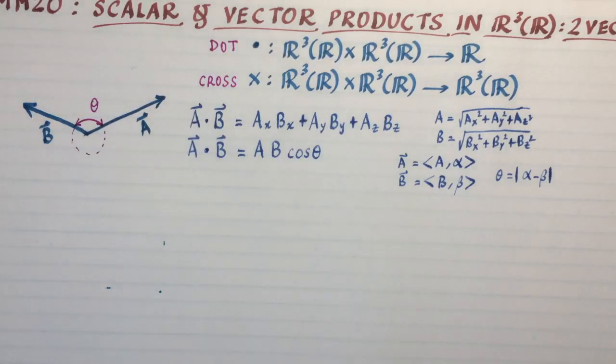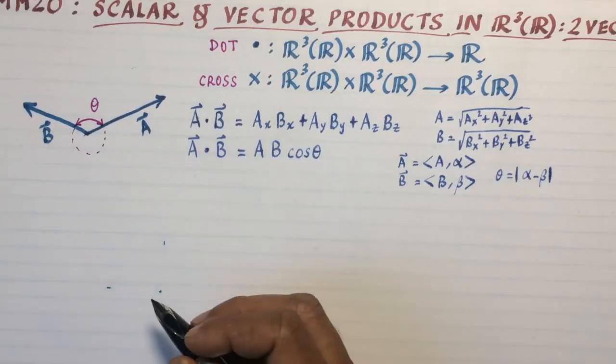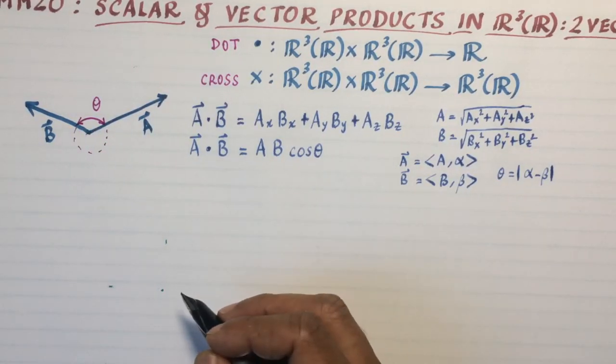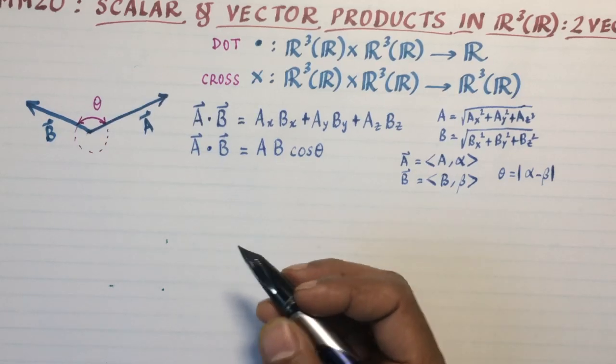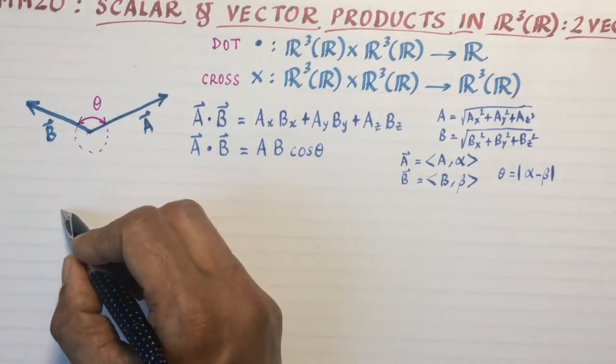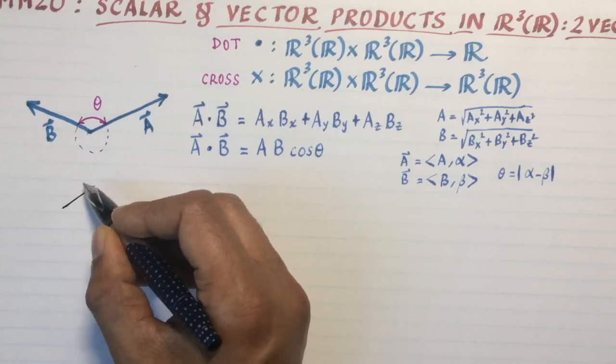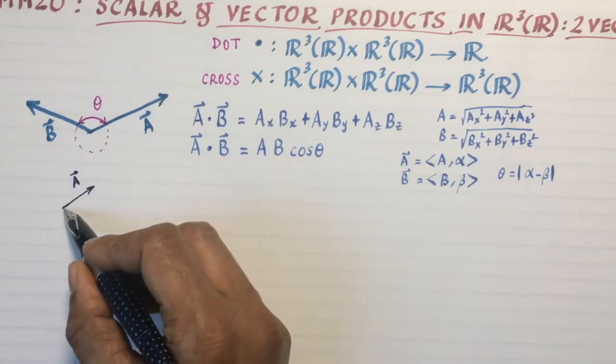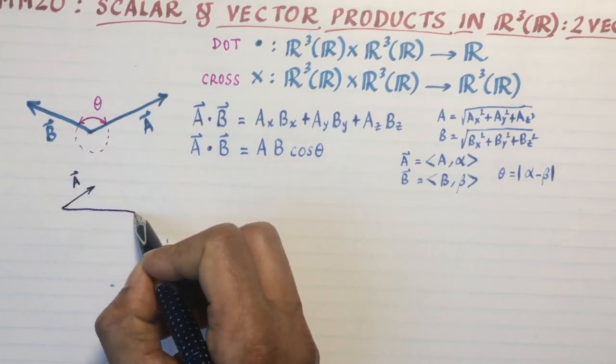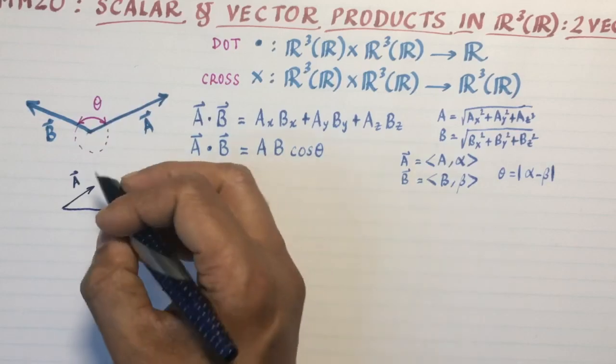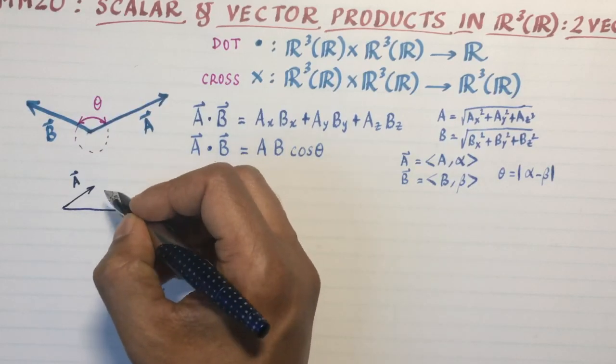What are some of the properties of the scalar product? First of all, what is a good geometric way of thinking about it? What is A dot B geometrically? Suppose I have a vector A in this direction and a vector B in this direction. What does A dot B really represent?